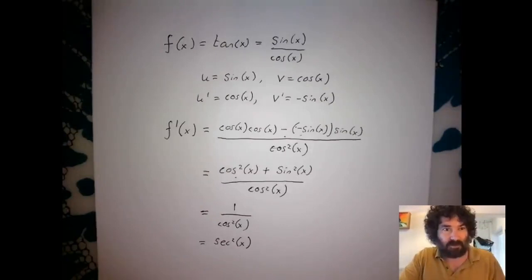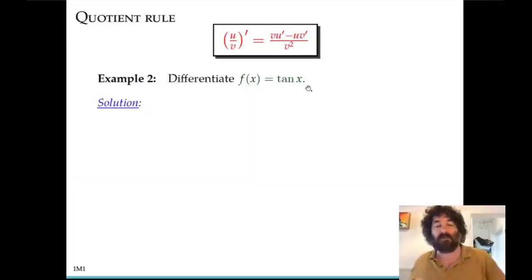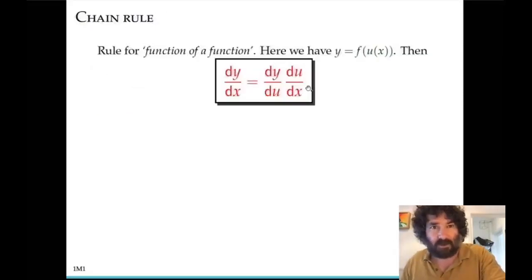Okay, so this is the quotient rule. I looked at a few examples. There's one more rule that I haven't covered yet, which is oftentimes the one that people struggle with the most if they've not seen it before. And this is the chain rule. It's the rule that allows us to take a derivative of a composition of functions.